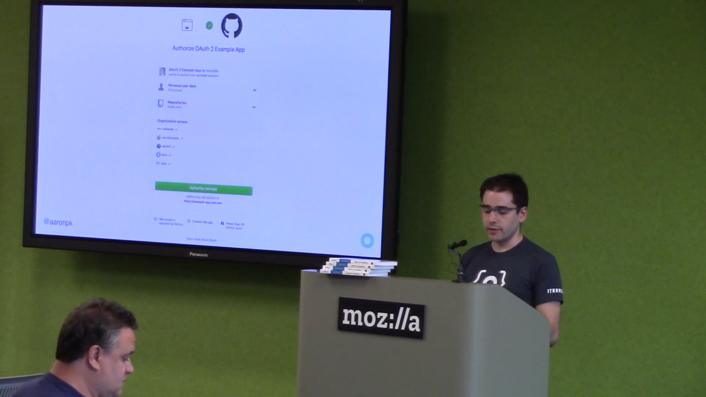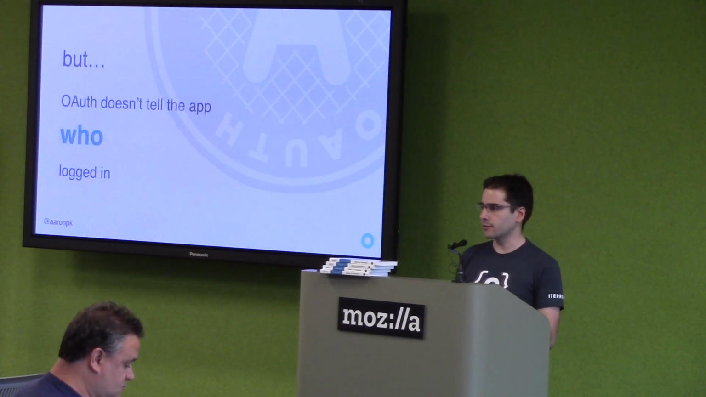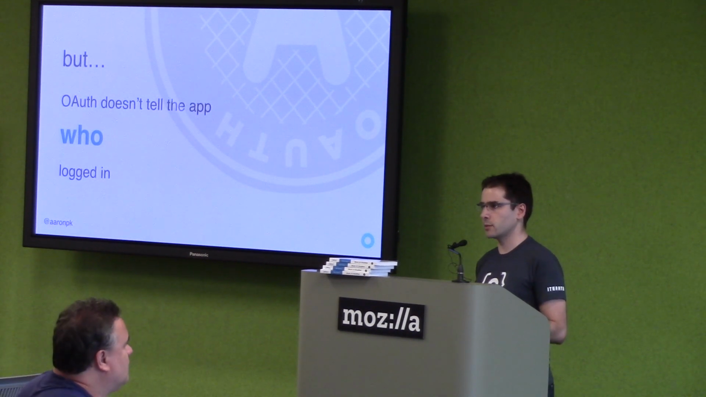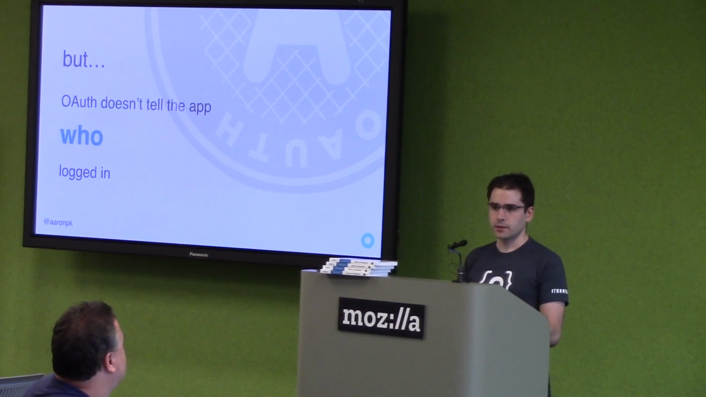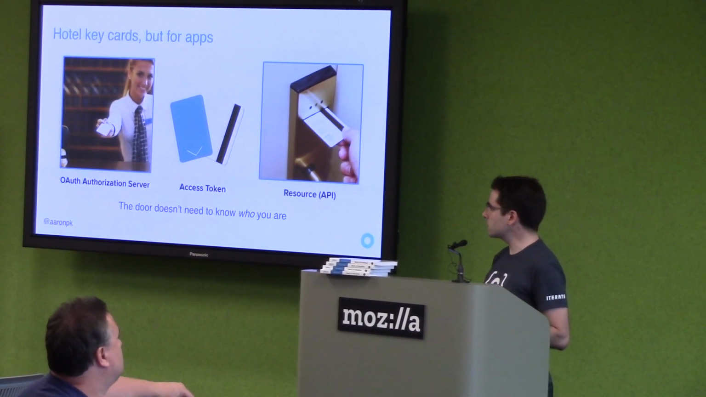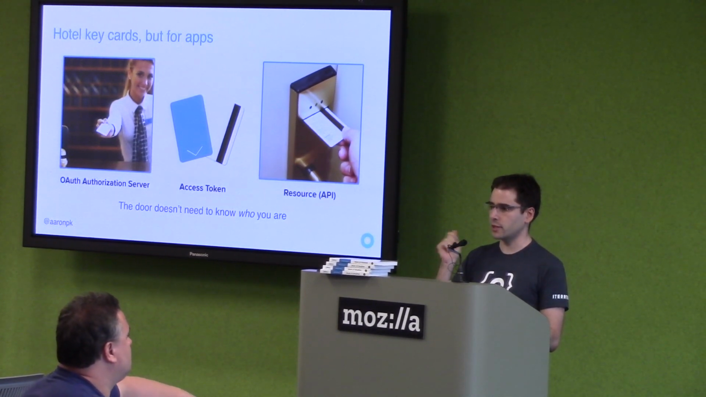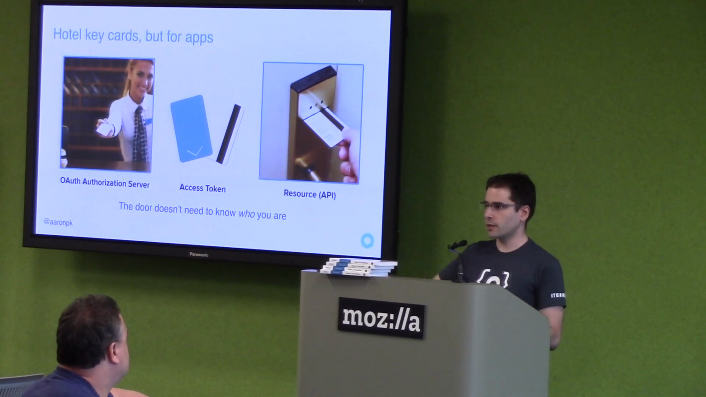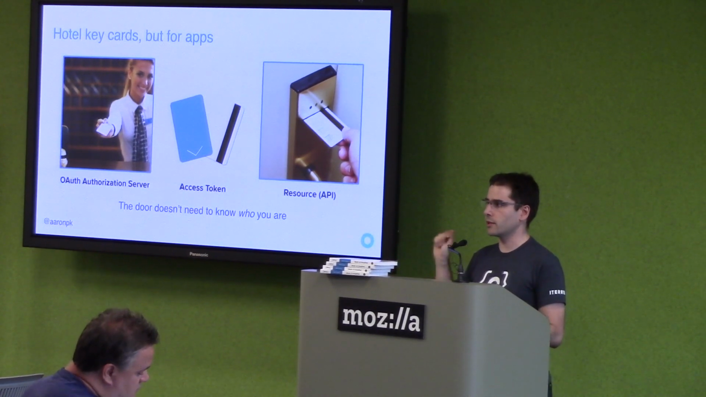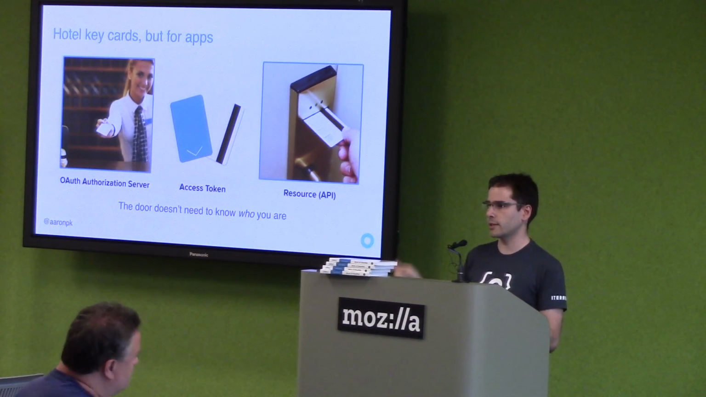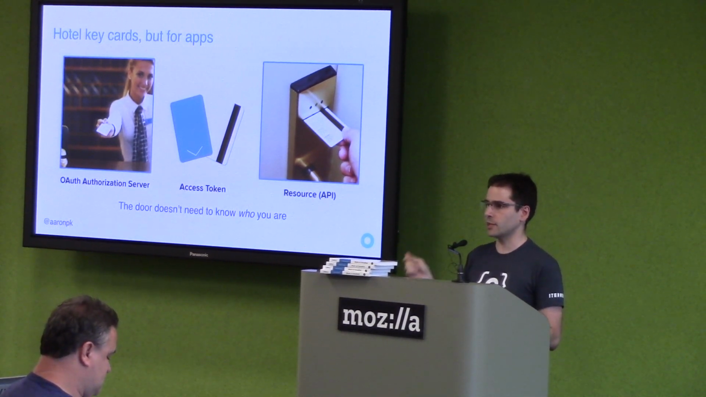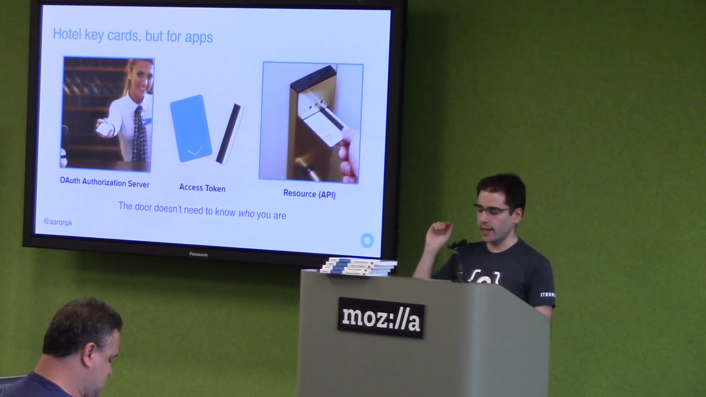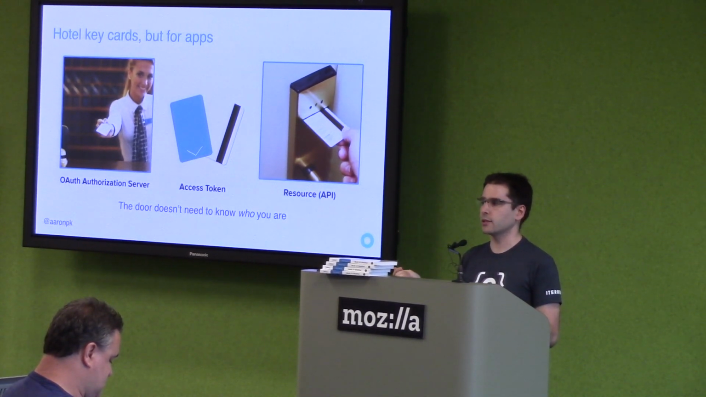The thing that OAuth doesn't give is actually information about who logged in. So OAuth just gives access. It doesn't actually provide identity information. So in that way, it's like hotel keycards, where when you go to the front desk, you get a keycard. But then you take that keycard to the hotel door. The door doesn't care who you are. It doesn't know who you are. All that it knows is that the keycard that you're holding has access to this door for this limited period of time. So that keycard is like an OAuth access token. It doesn't actually say who you are.